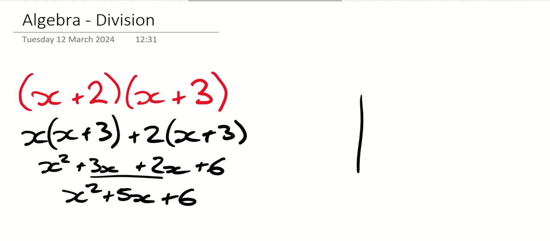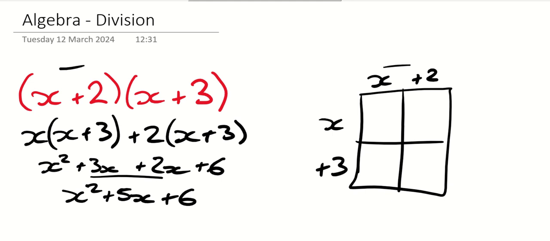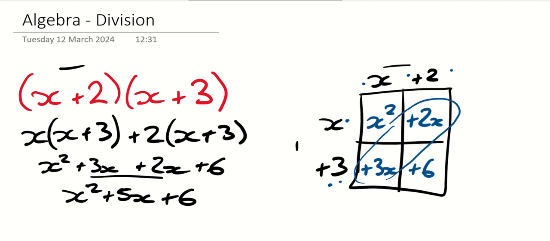Okay, and another method that you might have used would be where you create a box, then you've got x plus 2 and x plus 3. So you put one bracket on the top and the other one at the side. Then, same thing, you multiply it: x multiplied by x gives you x squared, x multiplied by 3 gives you 3x, x multiplied by 2 gives you 2x, and 2 multiplied by 3 gives you 6. Then you can combine these parts, and you're left with x squared plus 5x plus 6. Same answer, just a slightly different method.